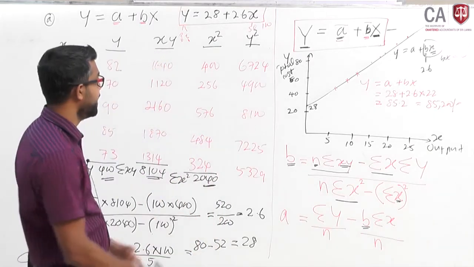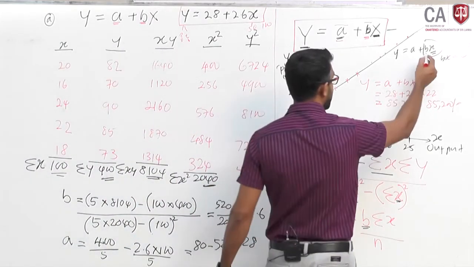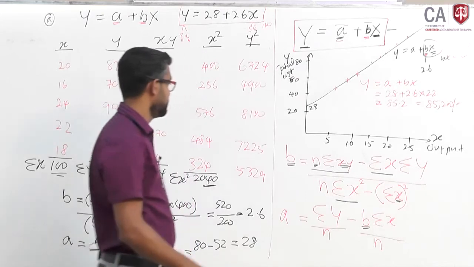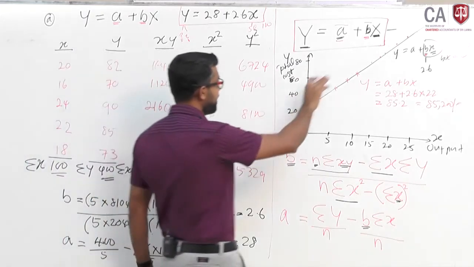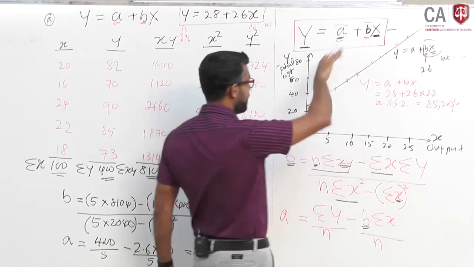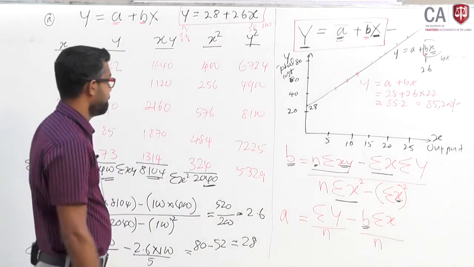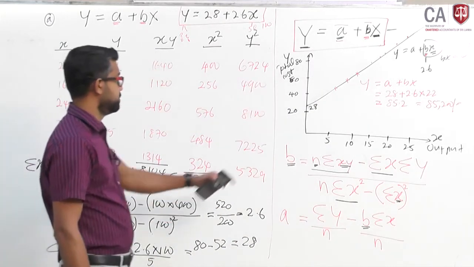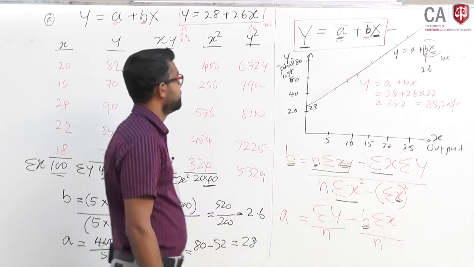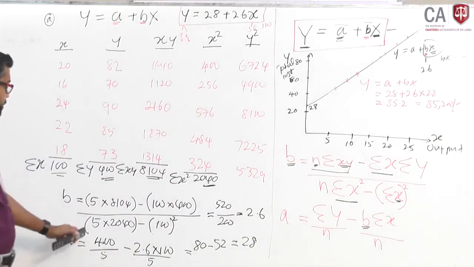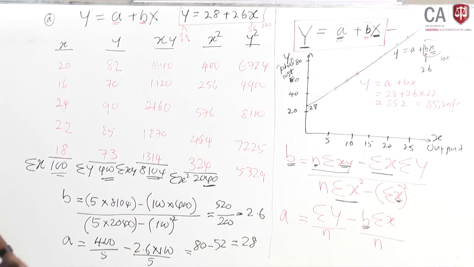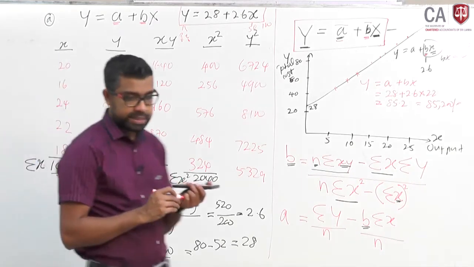Right? How do we calculate regression? B is the slope. The slope of this line is what we call the b regression. Regression is the same as the slope of the mean. A is the value when x is 0. Right? Fine. That also we have calculated. Done.